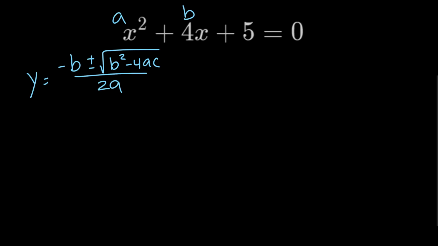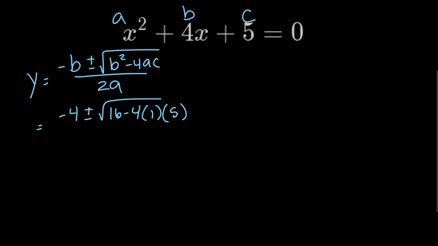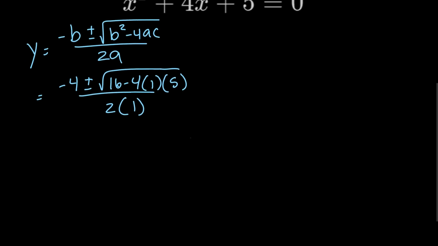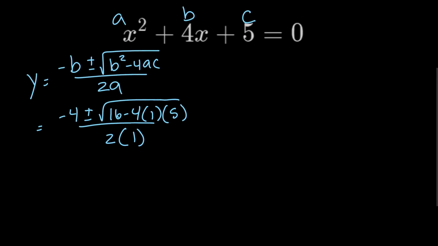And c. Good. So what am I going to replace that b with? Plus or minus 4 squared is how much? Minus 4 times a and c. And what's my a term again? Good. So from here, I have to simplify.